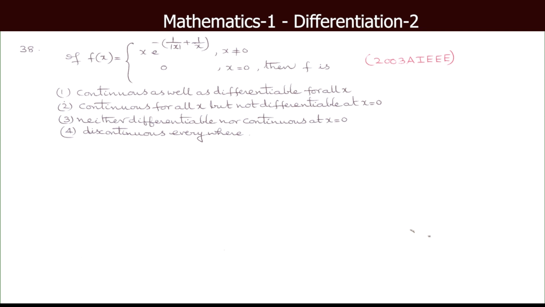Another question. Fx is a 2003 EAPCET. fx is given to be x times e power minus of 1 by mod x plus 1 by x for x not equal to 0 and 0 whenever x equal to 0. It is a question connecting both the concepts, continuity and differentiability. Look at the 4 options. He is asking whether the function is continuous and also whether the function is differentiable at x equal to 0 or for all x, whatever it may be. The question involves the idea of continuity and differentiability.